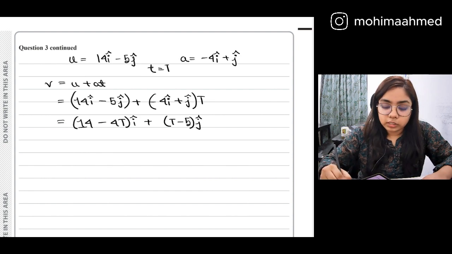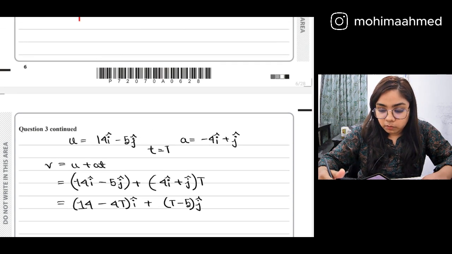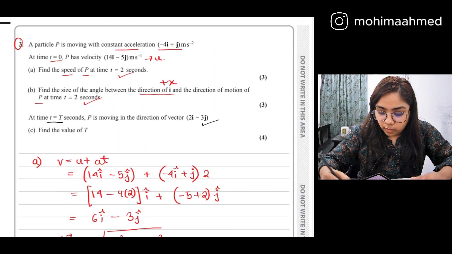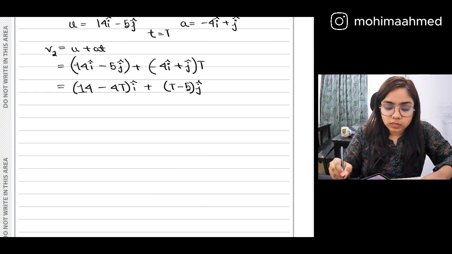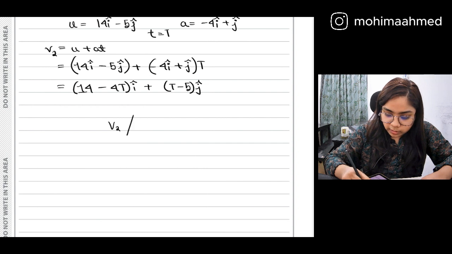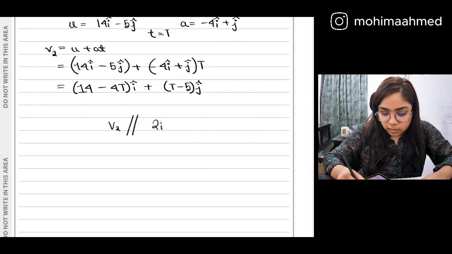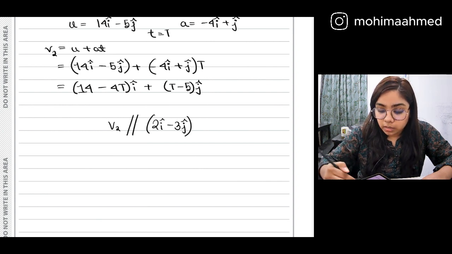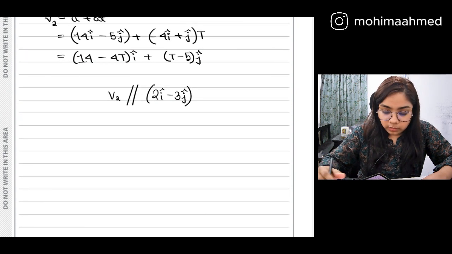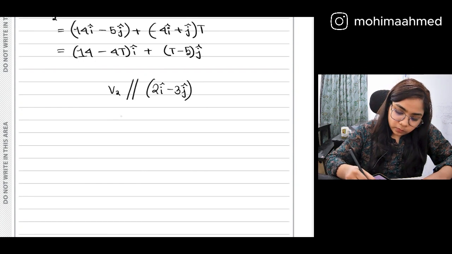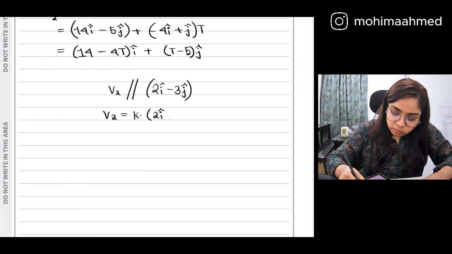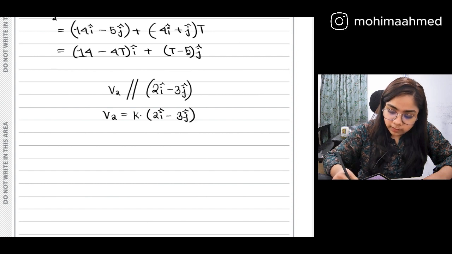It was also stated in your question that this final velocity was in the direction of a certain vector, 2i minus 3j. I'll write this as final velocity 2. This final velocity 2 is in the same direction as this vector, which means they're parallel to each other. So we can say that vector V2 equals a constant k times 2i minus 3j.